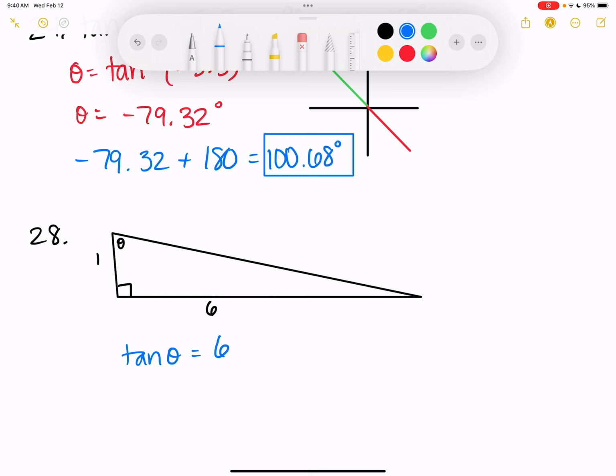To solve for theta, take the inverse. So the inverse tangent of 6. And obviously you should be in degrees. We don't do angles in a triangle in radians. 80.54 degrees.